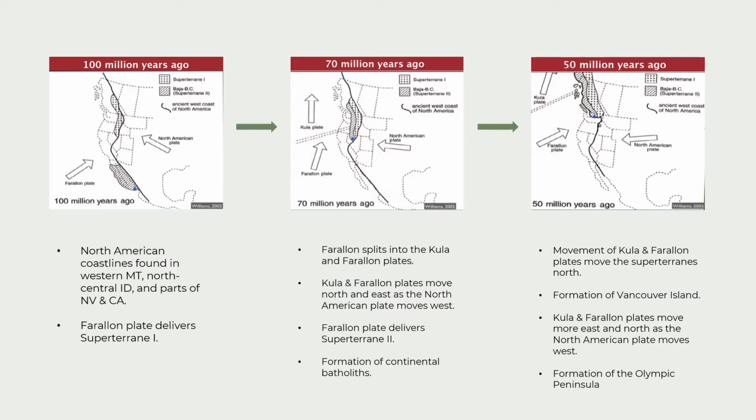By 50 million years, the Kula and Farallon plates began moving more northeast, simultaneously moving the superterranes north to Canada and forming Vancouver Island. The continued subduction of the Farallon Plate led to the formation of the Olympic Peninsula and fueled the volcanoes of the Cascades.